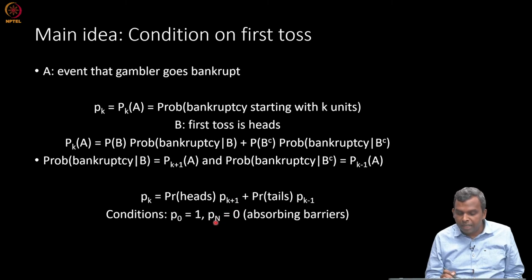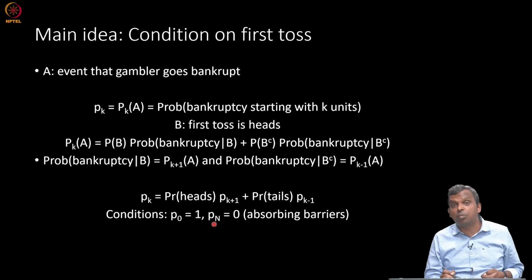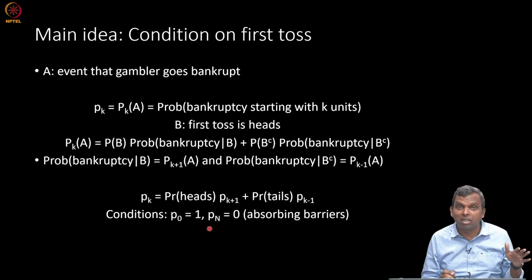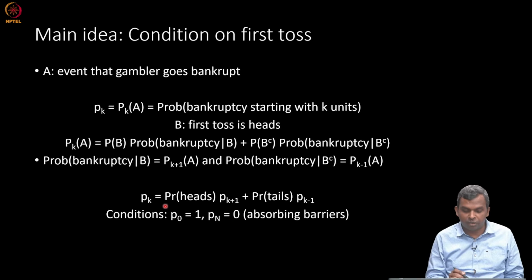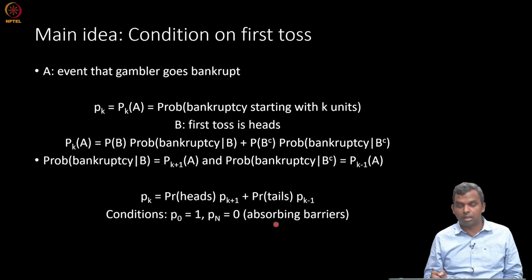Pn is what? If he has got n units of money, there's no chance of him going bankrupt. Why? He just stops playing at that time, isn't it? So Pn equals 0. So these are called boundary conditions. These boundary conditions are very important. Whenever you have an equation like this, you need such boundary conditions to solve them. If you don't have a boundary condition, you won't be able to solve. So you need two conditions like this. You have an equation like this, and then you are done.